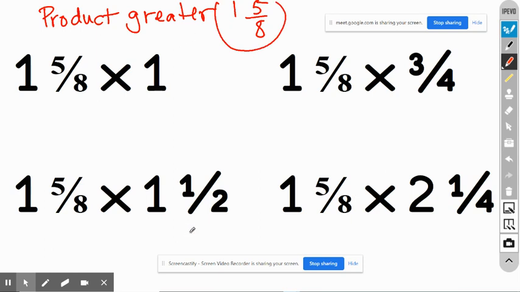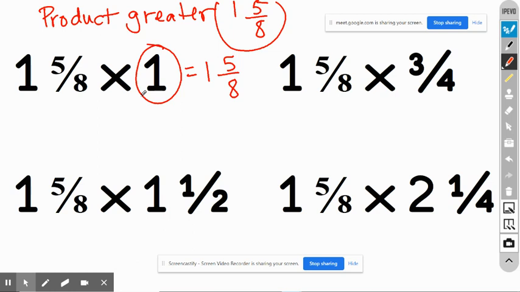So my first question to you is, what do we know about any number multiplied by 1? What do I get when I multiply any number by 1? Alice, you get the number you started with. So 1 5/8 times 1, the answer is going to be 1 5/8.